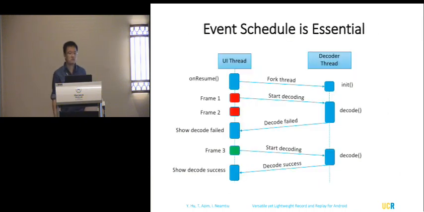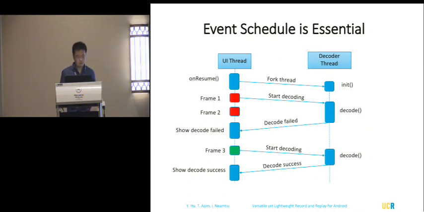And also, event schedule is quite essential. Here is an example from a barcode scanner. I can show you the case. First, the UI thread, when it tries to do decoding, spawns a background thread, because the computation is quite heavy. It is strongly suggested to do heavy computation in a background thread so that the app is more responsive.